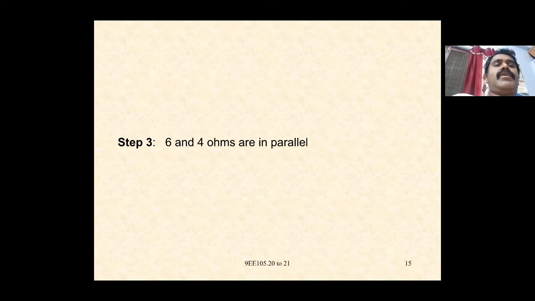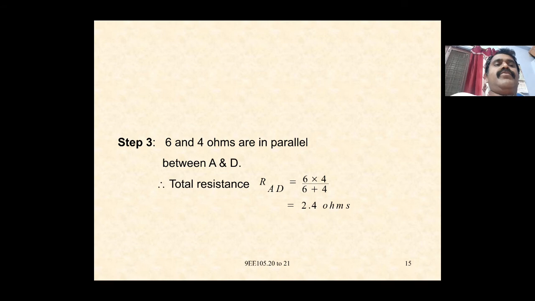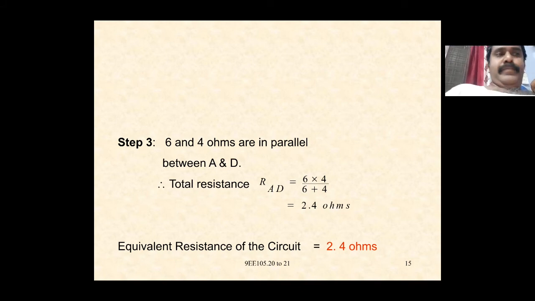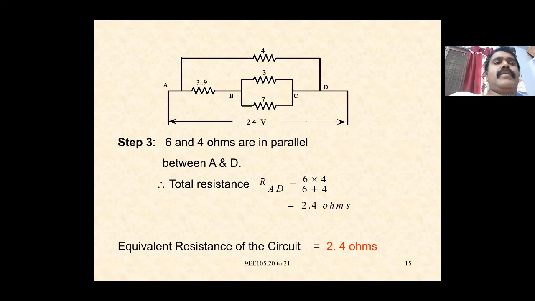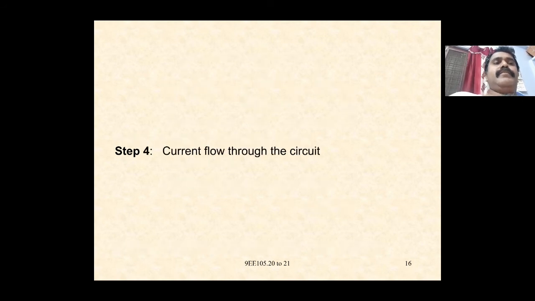Six and 4 ohms are in parallel between A and D. Total resistance RAD is equal to 6 into 4 by 6 plus 4, which is equal to 2.4 ohms. So the equivalent resistance of the circuit is 2.4 ohms. Current flow through the circuit is V by RAD, which is equal to 24 by 2.4, which is equal to 10 amperes.